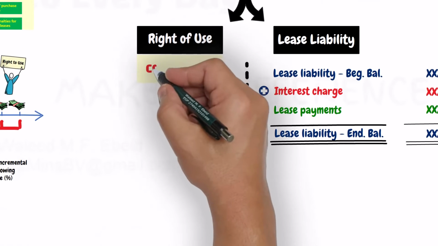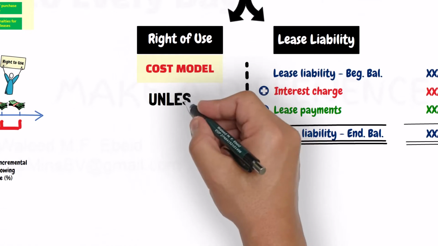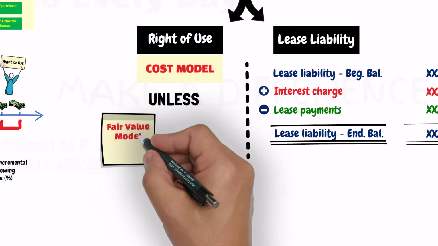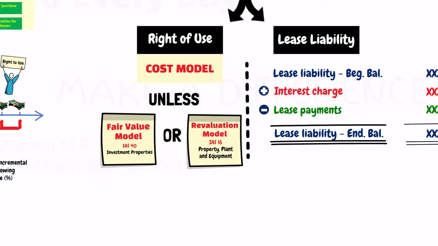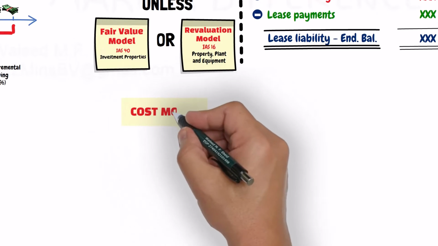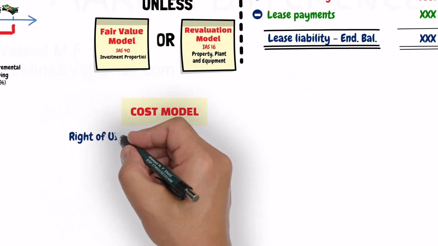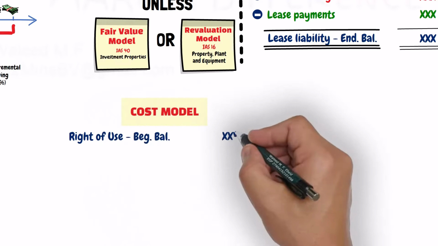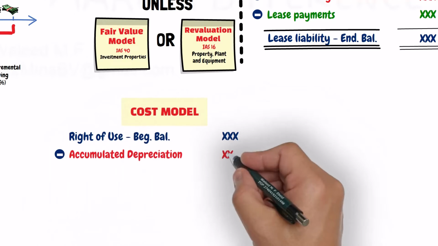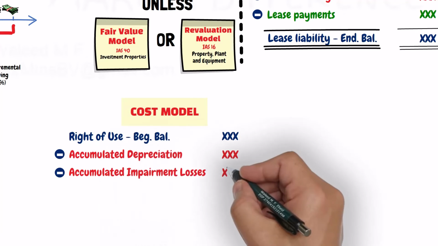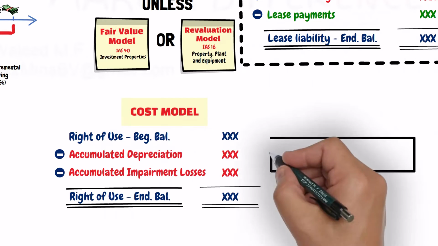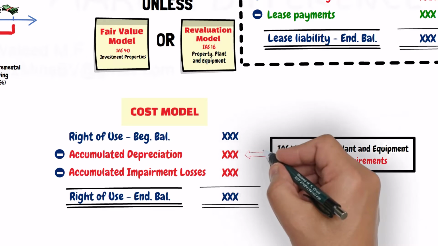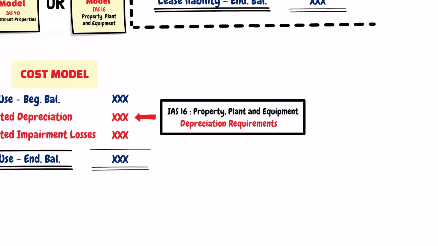The right-of-use asset is measured using the cost model, unless either the fair value model of IAS 40, or the revaluation model of IAS 16 is applied. So, under the cost model, the lessee shall measure the right-of-use asset at cost, less any accumulated depreciation and any accumulated impairment losses. The depreciation requirements in IAS 16 are used in depreciating the right-of-use asset.